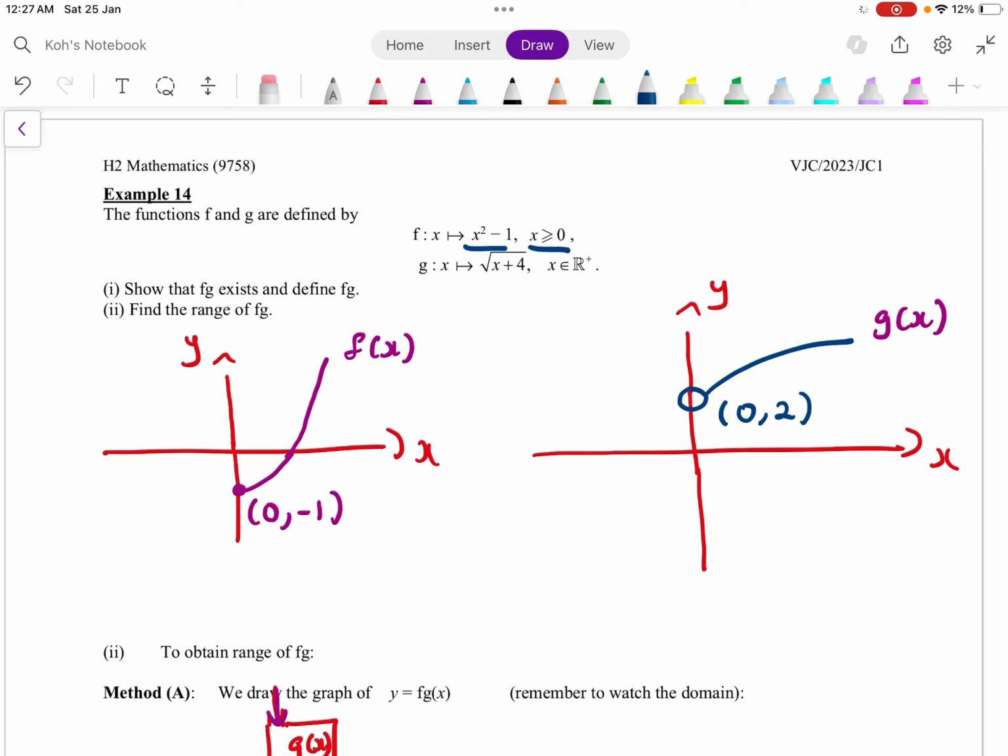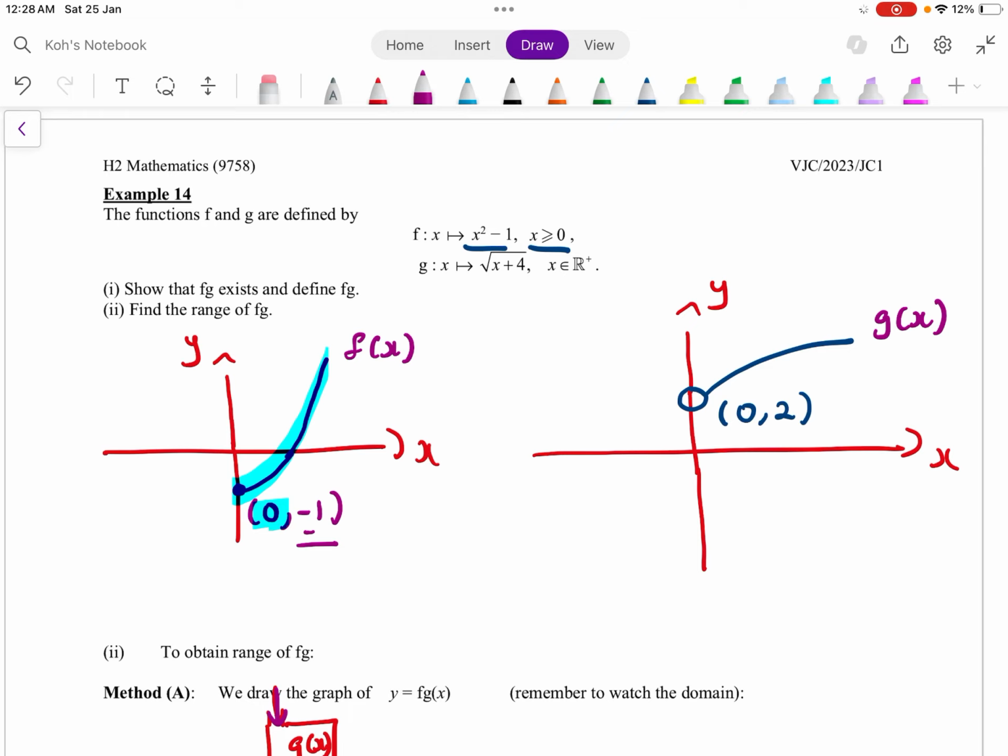Then this one, x ≥ 0, is the domain, meaning the x value. So when you draw the graph, you must restrict the domain, from here all the way to here. You can see this is the domain 0. When you sub in 0 into the equation, that will give you what they call the range, which is the y coordinate. It's a very fanciful way of saying y coordinate: -1.